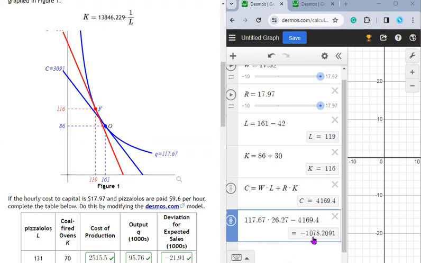Now, if it continues to make losses of $1,000 per hour, then it's probably going to eventually do something like adopt robotic pizza chefs, or maybe close some stores in the high cost areas. So this is not sustainable, right?